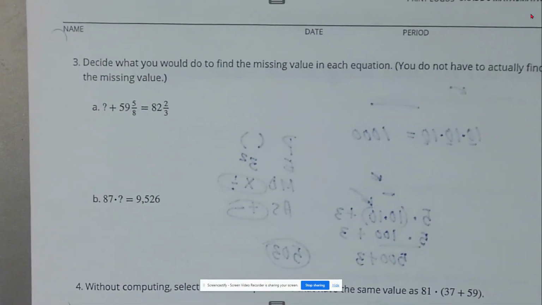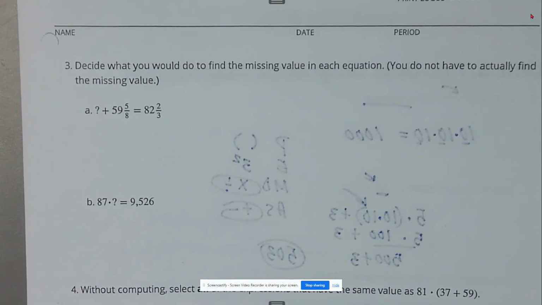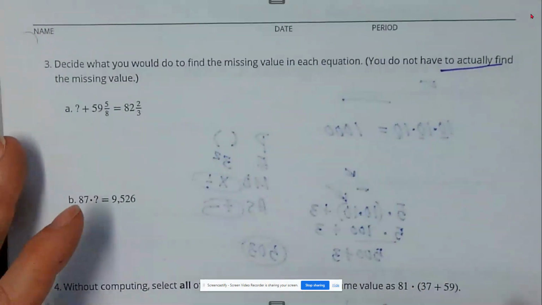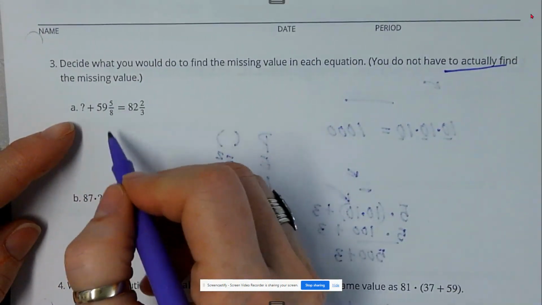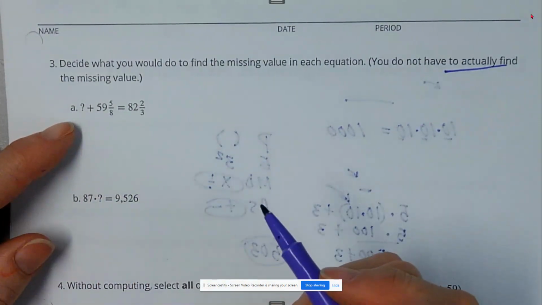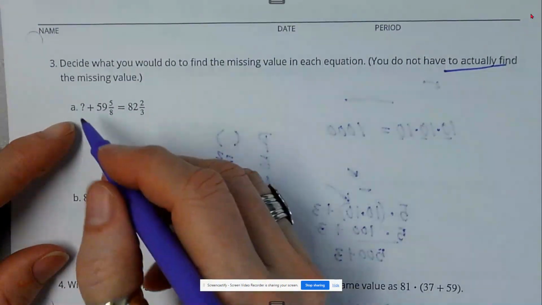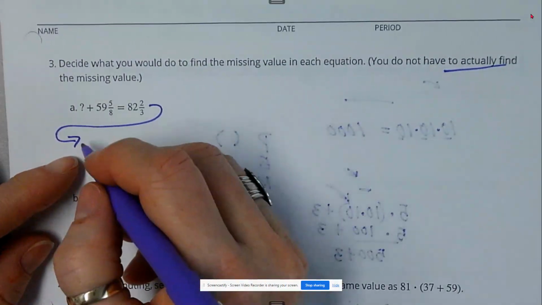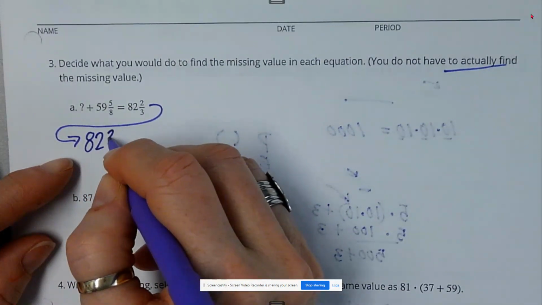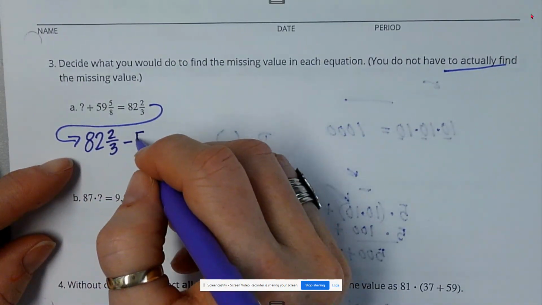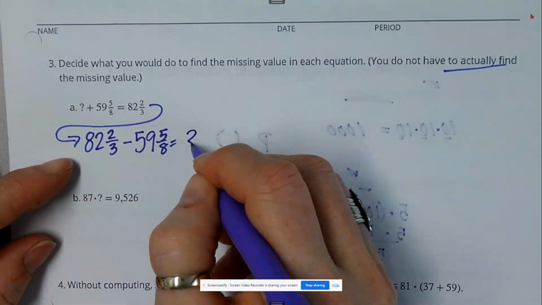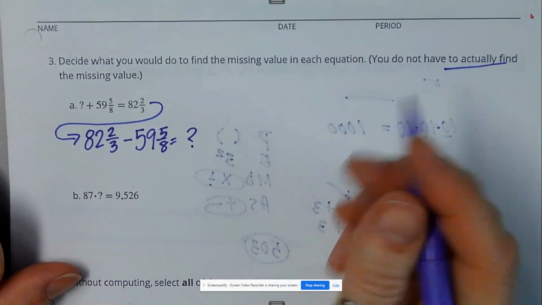All right, let's go to the back. Sorry, it bled through. Decide what you have to do to find the missing value in each equation. It says you do not actually have to find the answer. So if we're thinking about finding a missing value, that is when we write a fact family. So because this is addition, I know I could turn this around and make it subtraction. So it'd be 82 and 2/3 minus 59 and 5/8. And that would give me my question mark or my empty box.